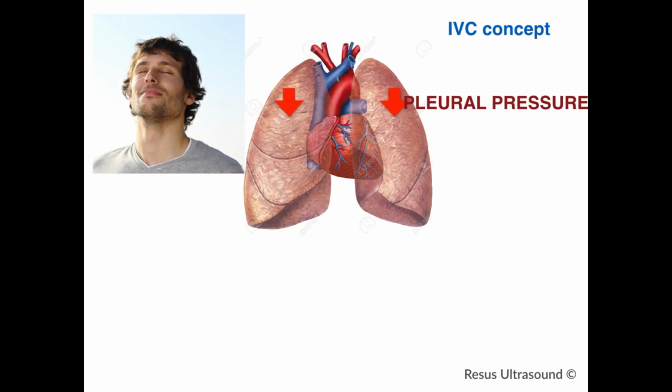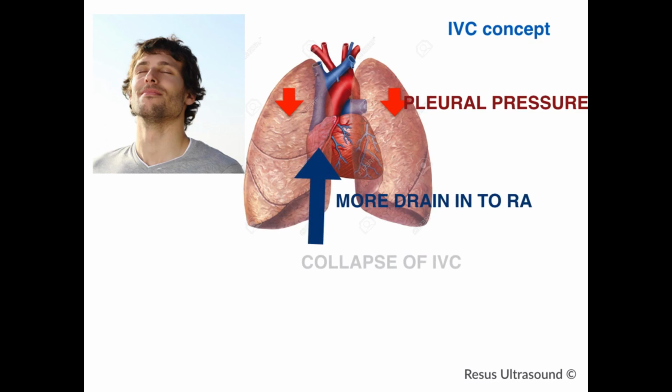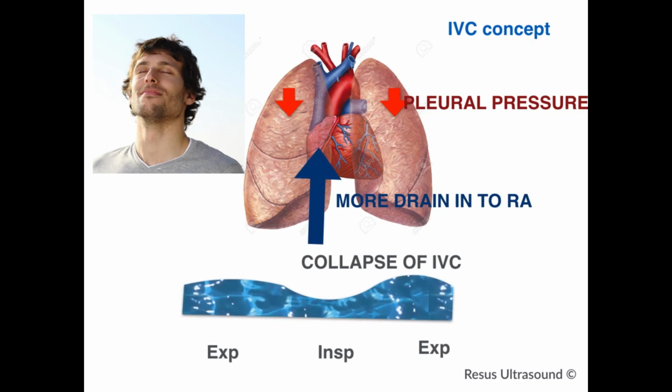So understand the concept of the IVC. When you breathe in, imagine the pleural pressure goes down. And then, of course, the IVC would drain nicely into the RA. And when it's draining in very easily, the IVC diameter would collapse. So basically, when you inspire, the diameter should change more than half, or 50%. This is called the collapsibility index, 50%.